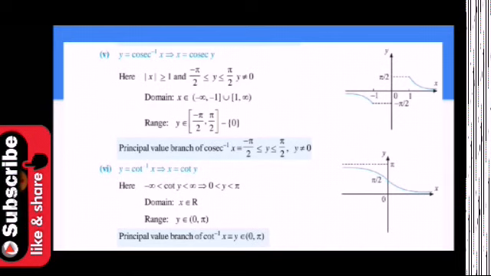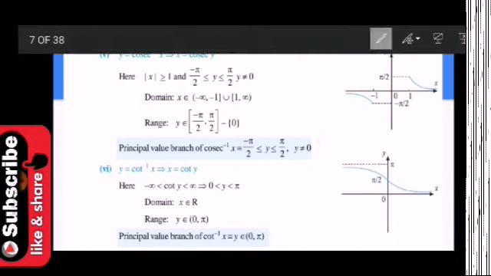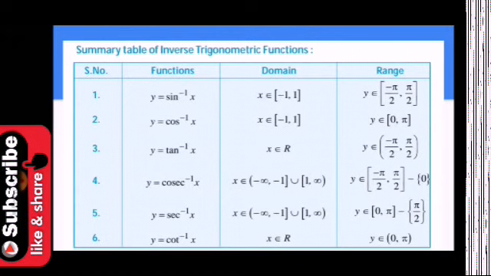Here let me continue. So y equal to cot inverse x, once again, this is a decreasing function. You say cot inverse x is a decreasing function, the domain is all real numbers, the range is 0 to pi. Once again, let me check this.